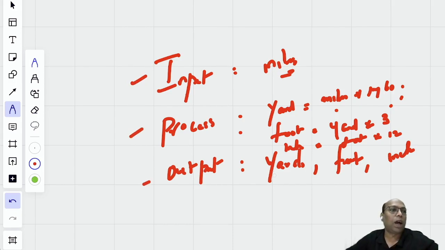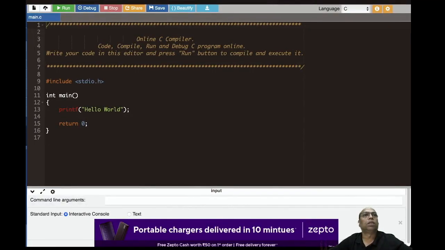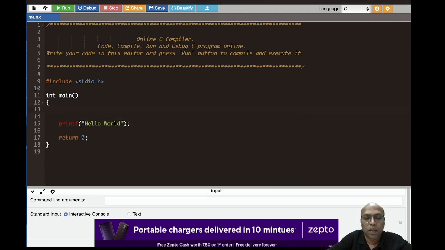Okay, so let's go and convert into a code. So now I want to convert into this. So what is my input? I have miles. I'm going to say miles. I'm not using a float here, if you remember yesterday we talked about float, double, all this. Why? Because none of them have a fraction in this case. That's the reason I'm using an integer here, integer miles.